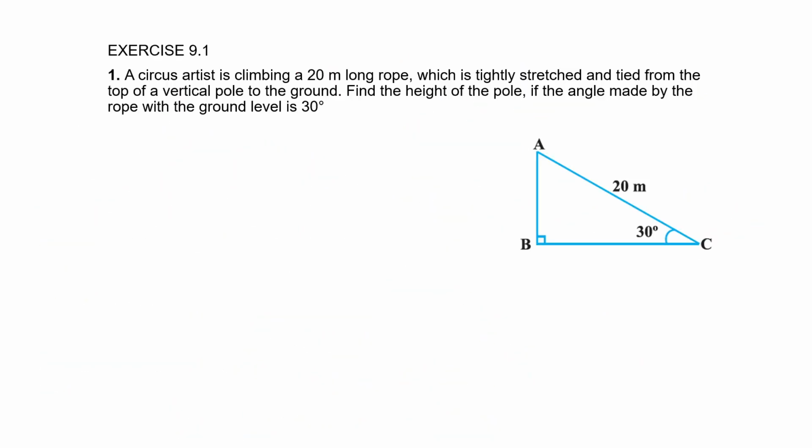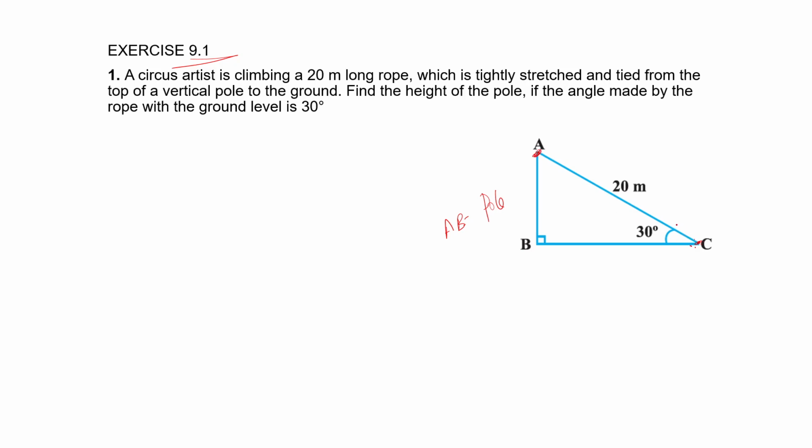Now coming to exercise 9.1, let's solve the questions one by one. A circus artist is climbing a 20-meter long rope. This diagram is given in your book. He is climbing a 20-meter rope which is tightly stretched and tied from the top of a vertical pole. This is the pole, AB is the pole, and on it a rope is stretched.